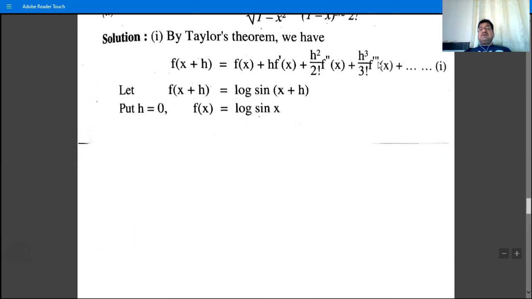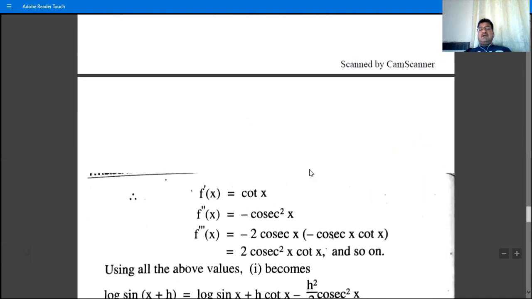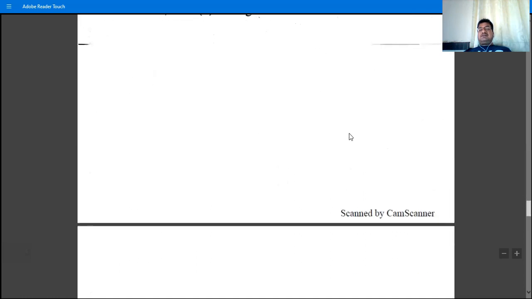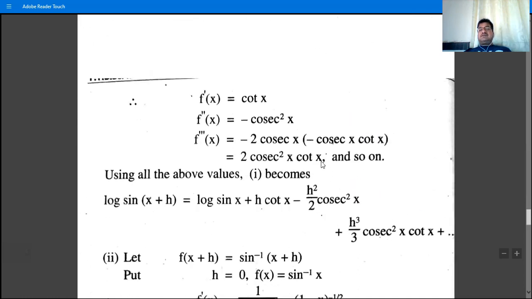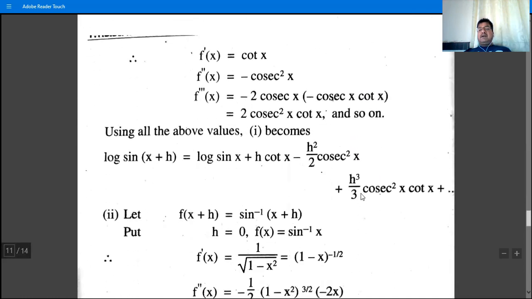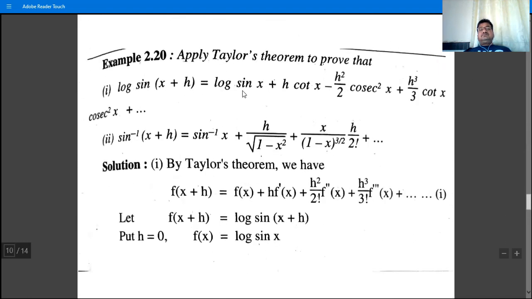Next term is plus h cube by 3 factorial. 3 factorial is 6. And the value of f triple dash x is 2 cosec square x into cot x, and 2 by 6 becomes 1 by 3, so cosec square x into cot x. That is the proof of this first one.